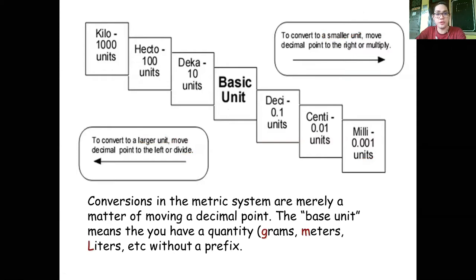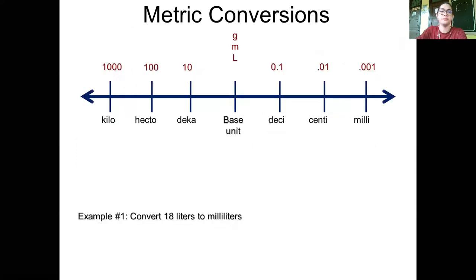So please don't forget, conversions in the metric system are merely a matter of moving a decimal point. That's why it's very easy for us to convert metric to metric. The base units means that you have a quantity like grams, meters, liters, etc. without a prefix, as I mentioned a while ago. So I hope you'll be able to put it in your mind. So we can use a number line in converting metric to metric.